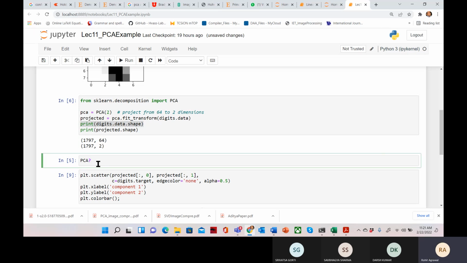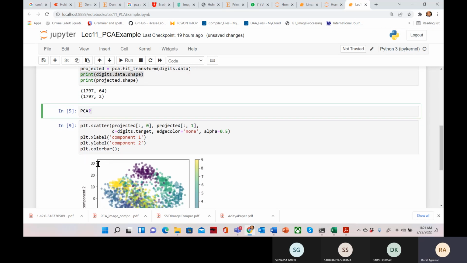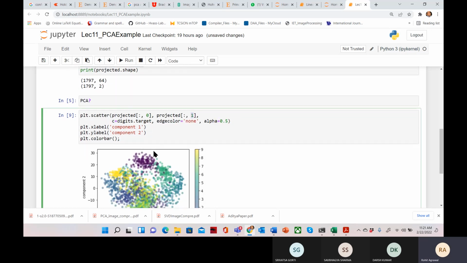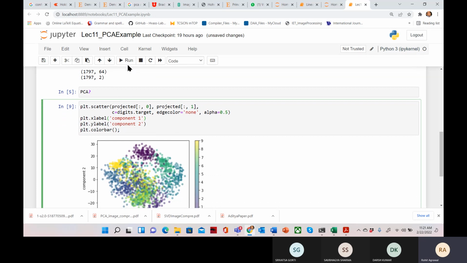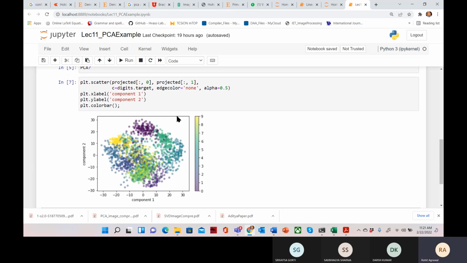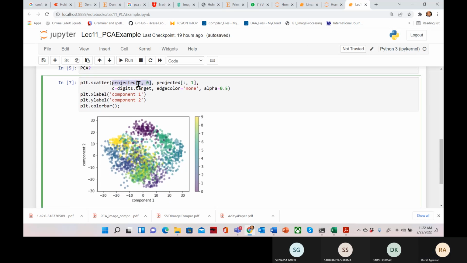Clear? Now we can visualize this data. plt.scatter of projected. This is the first feature, and this is the second feature. So I'm just writing here, and you can see. Now we can visualize this. This is the first feature, and this is the second feature.